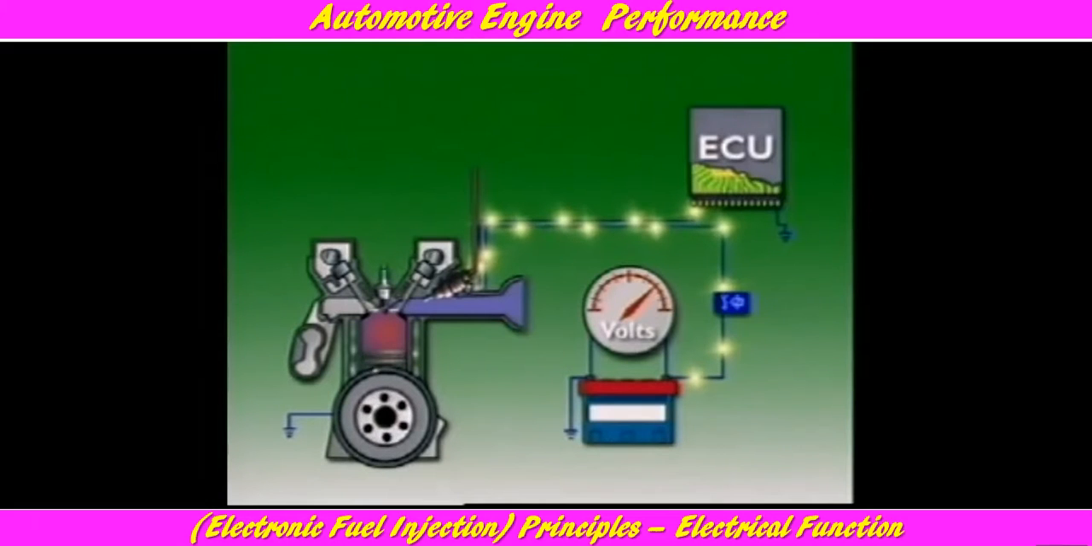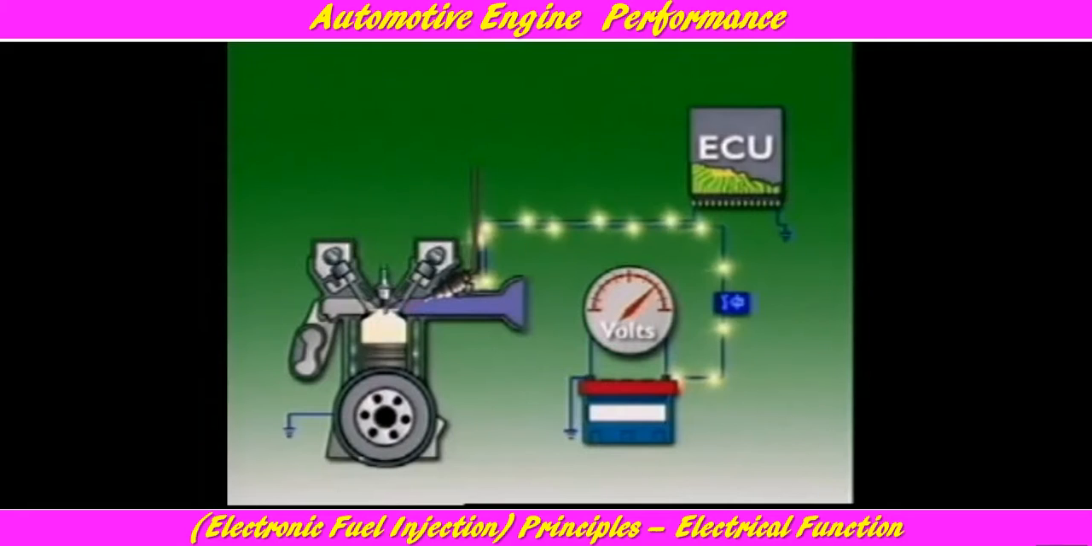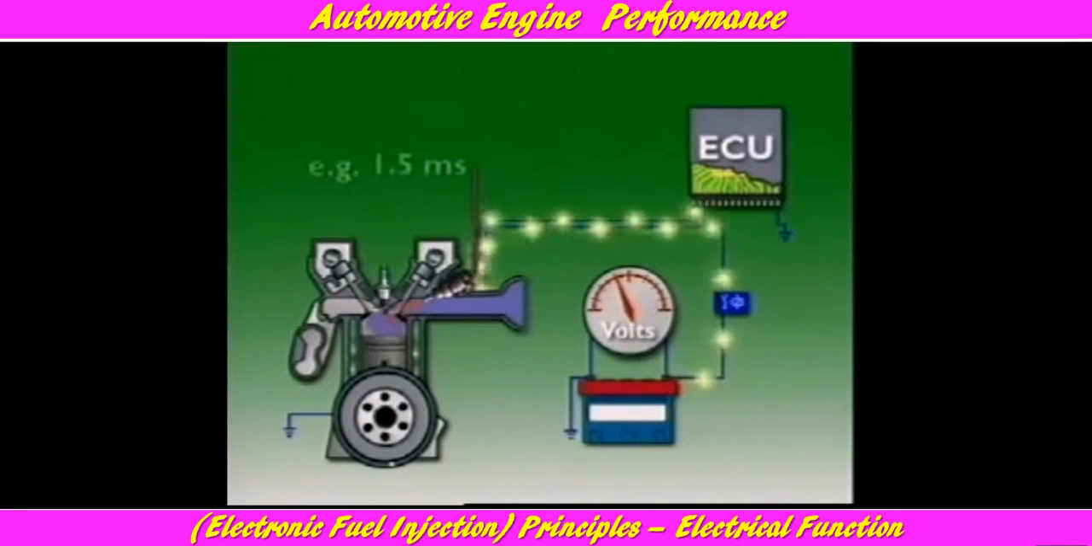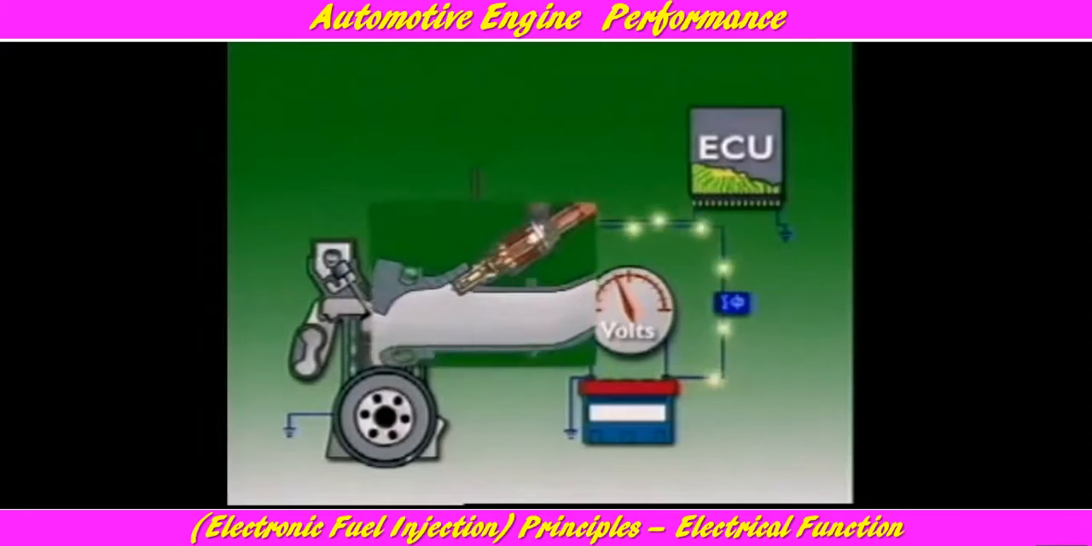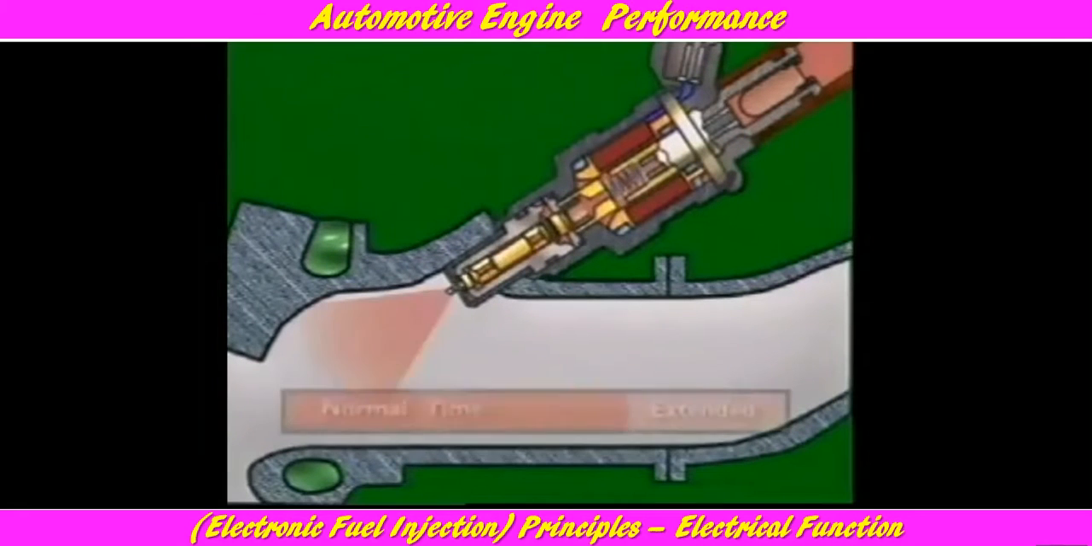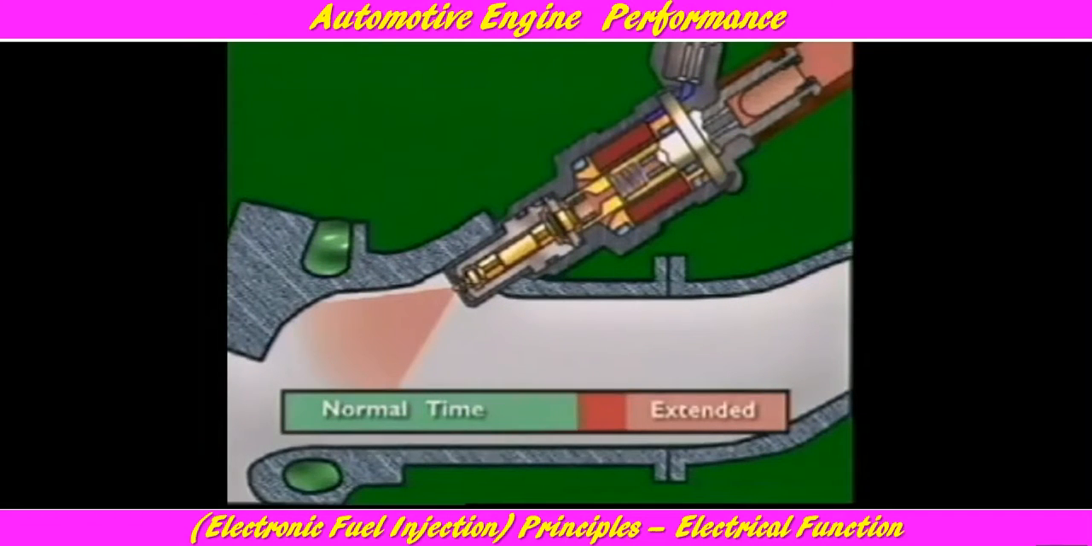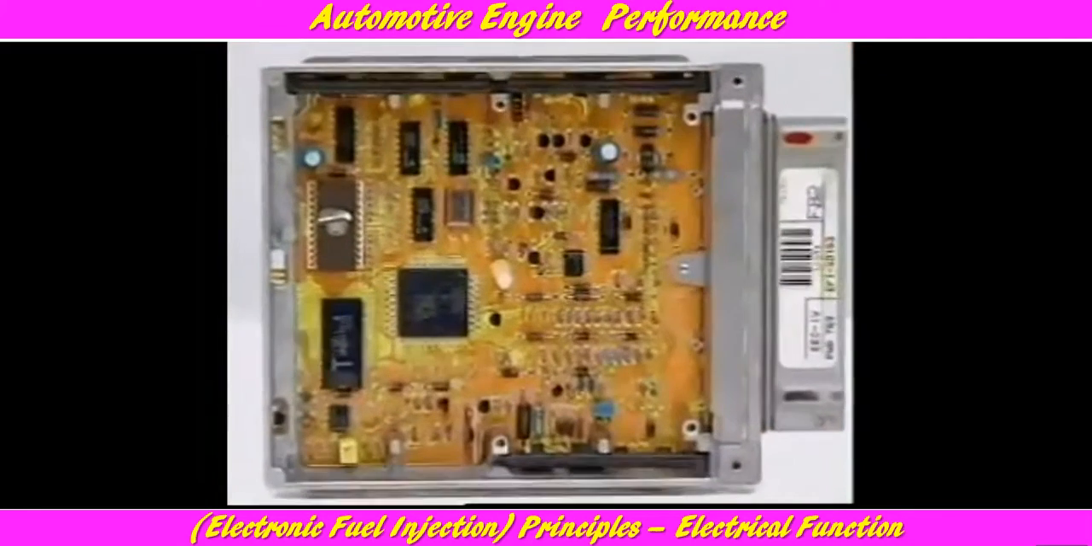The actual operating time of the injectors depends very much on battery voltage. The response time to lift the injector needle to the fully open position is about 1 millisecond. If battery voltage is low, this response time takes longer and the engine receives less fuel. The ECU can compensate for this delay in opening time by extending the duration of the injection pulse.